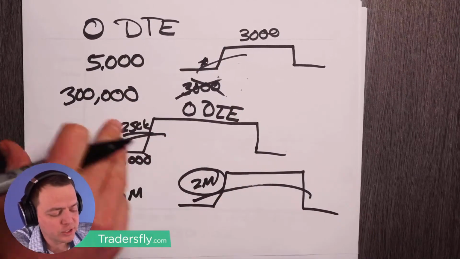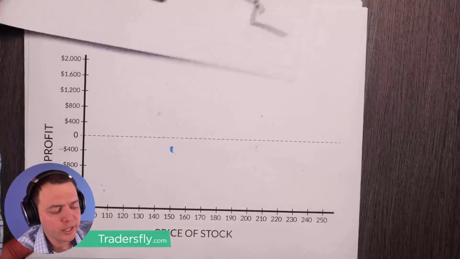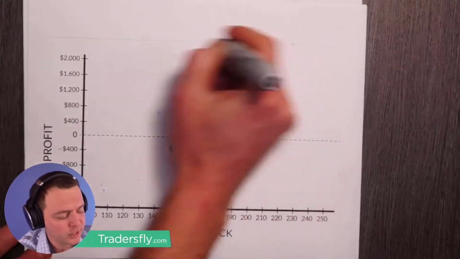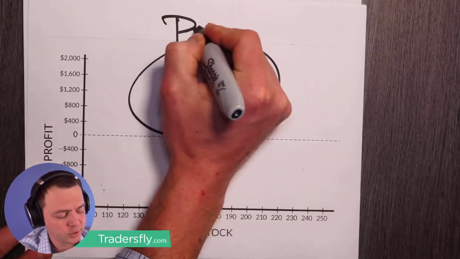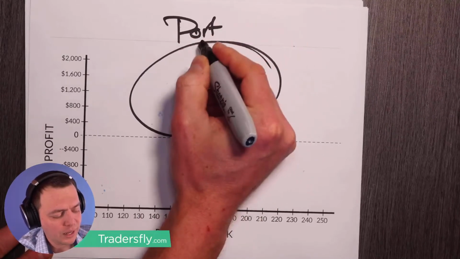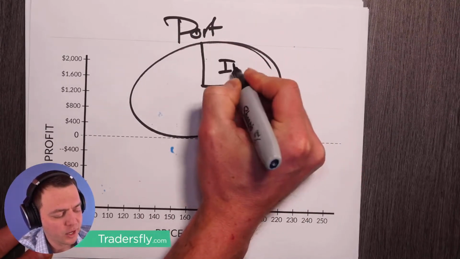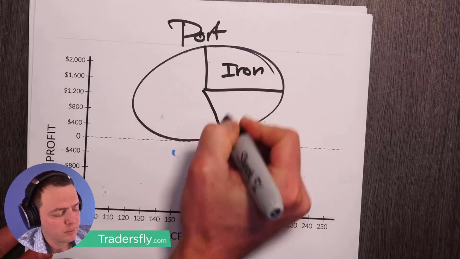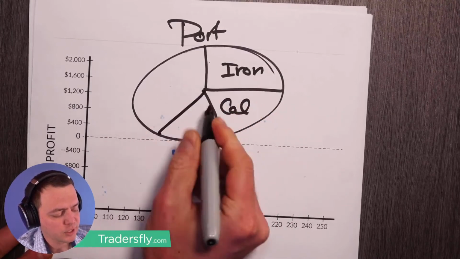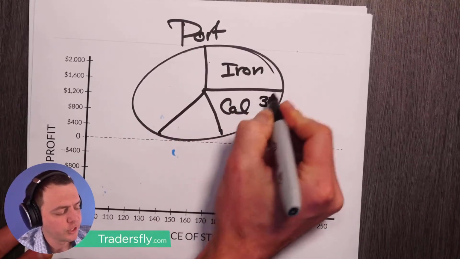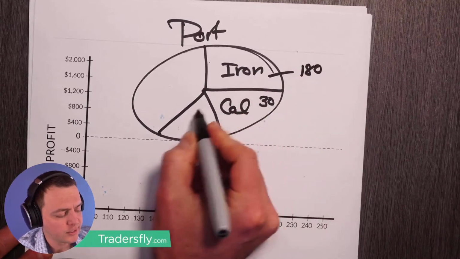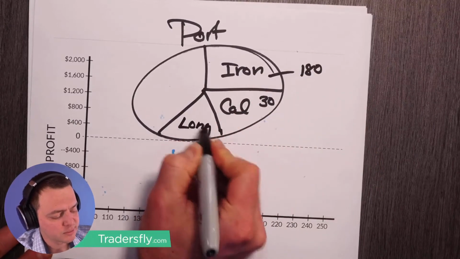So when you start doing zero DTE and you look at how you should compose it, let's say you've got a portfolio here. Well, I might do some iron condors. I might do some calendar spreads. Let's say the calendars are 30 days, and these iron condors are 180 days. I might have some long investments in some stocks.